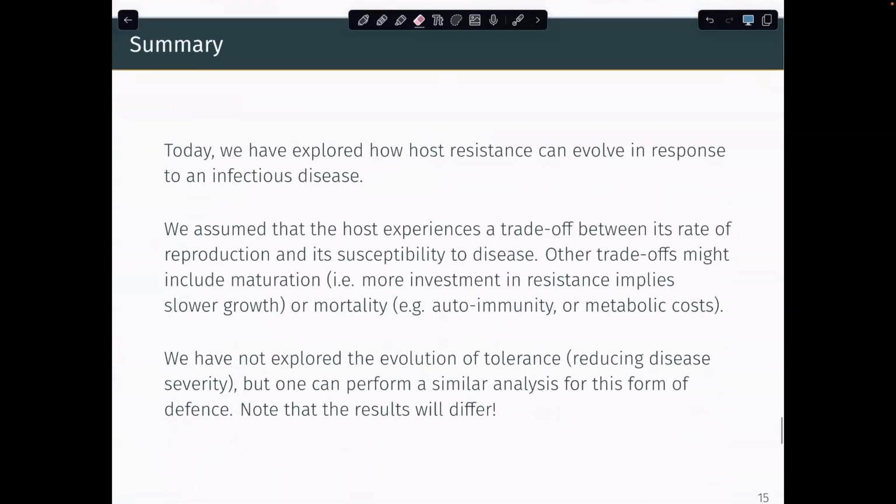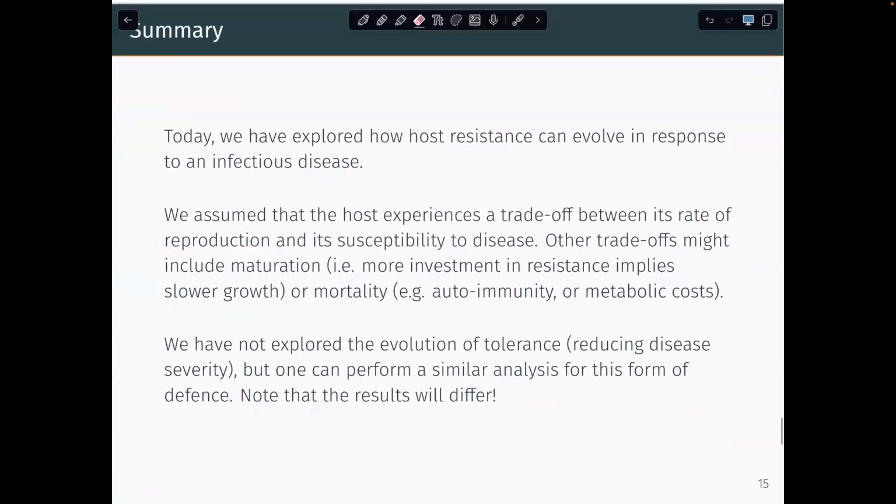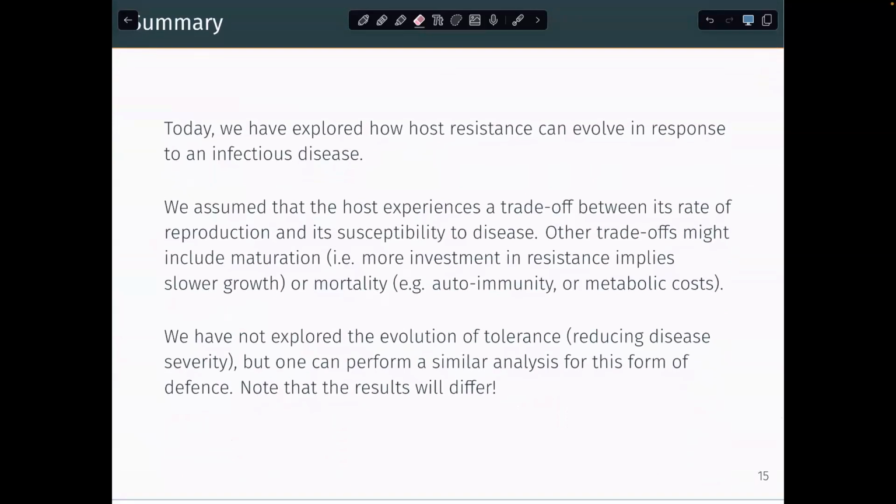Okay, that's it for today. On Wednesday, we are going to be exploring co-evolution. We've talked about host and pathogen evolution separately. We're going to be thinking briefly about how they co-evolve together.